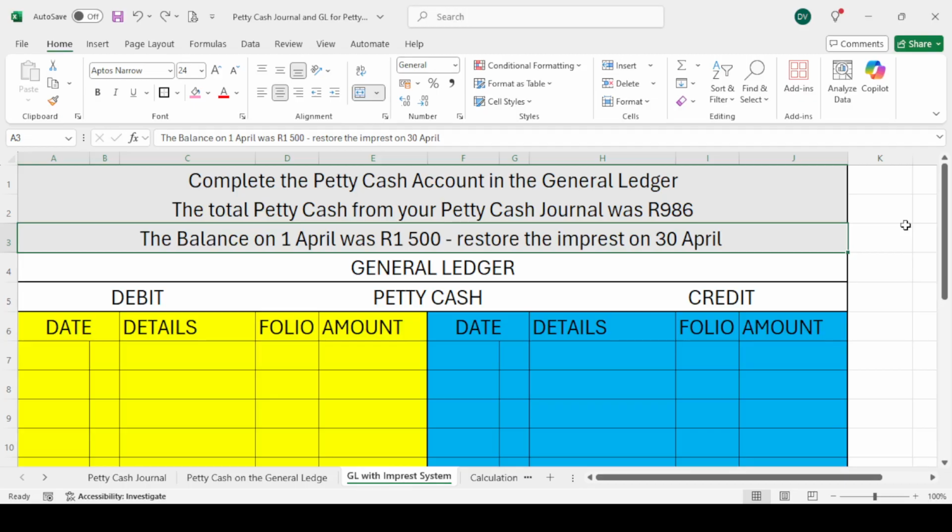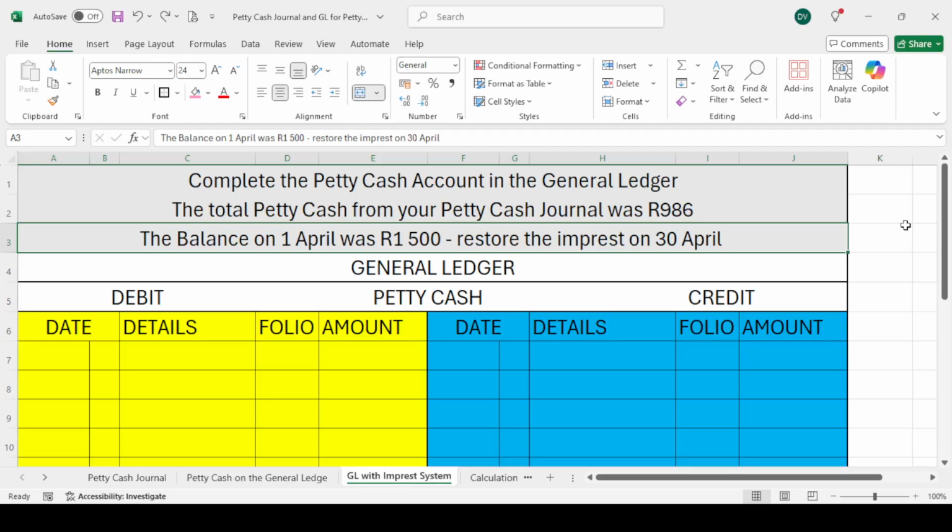And that's fine because that is how it works. But what it means then is that at the end of the month, you have to put the money back, whatever you've used, in order for the petty cash to be the same amount again, which is 1,500 Rand.